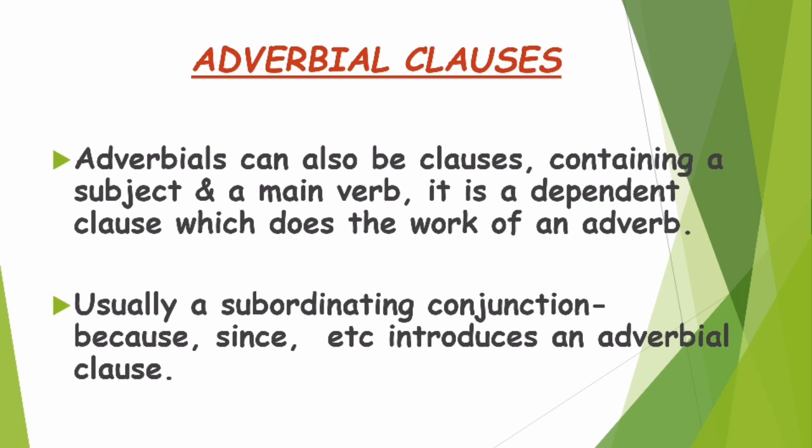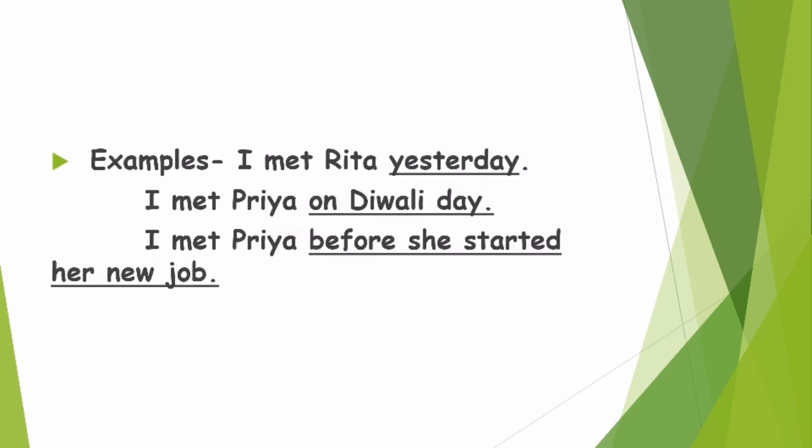Let's take the help of an example. I met Rita yesterday. Next, I met Priya on Diwali day. Third one, I met Priya before she started her new job. Now, we are having 3 sentences here, students. Just see, in the first sentence, yesterday is an adverb. It is telling us time, right? Next sentence, on Diwali day is adverbial phrase of time. Why? Because it's a phrase. Why is it a phrase? Because it is not having any verb.